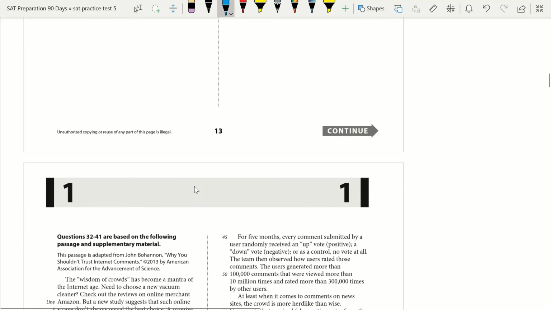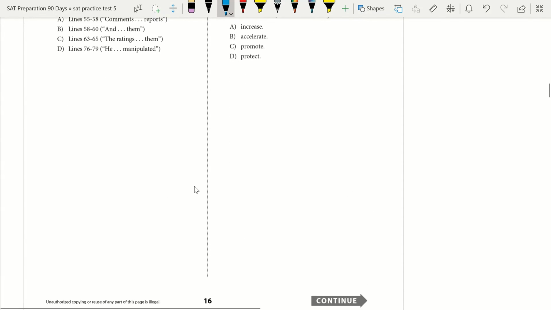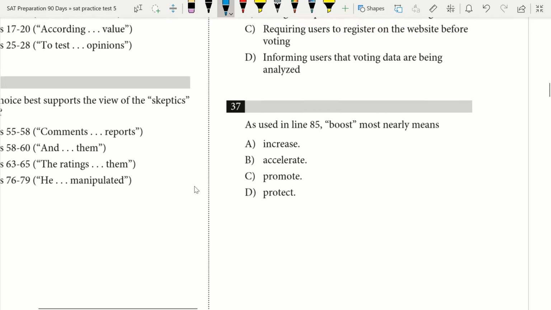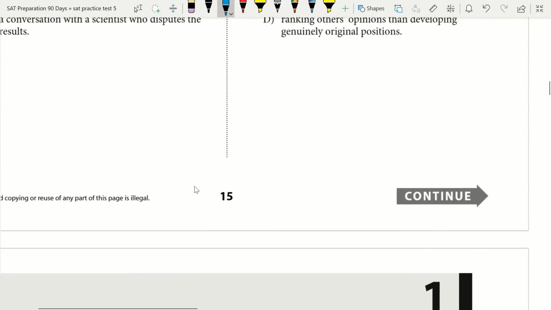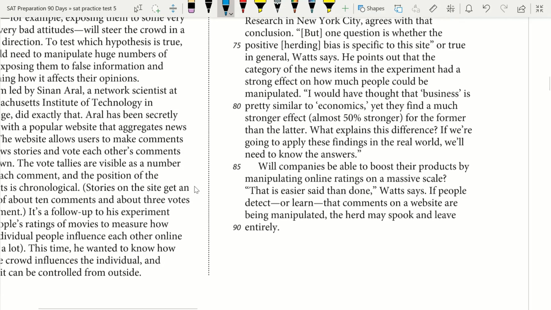All right, so I got one more example of this for you. This is going to be with question 37. So let's go find question 37. Okay, we've got as used in line 85, boost most nearly means what? So let's go ahead and go up to line 85. We'll find boost and we'll come up with what it most nearly means before reading our answer choices. So we have, will companies be able to boost their products by manipulating online ratings on a massive scale?